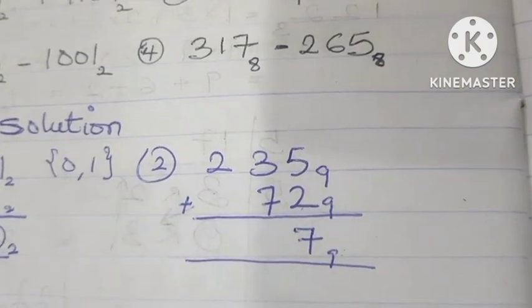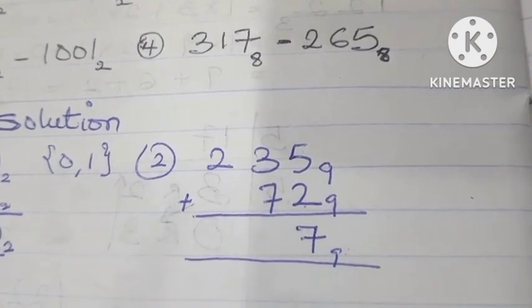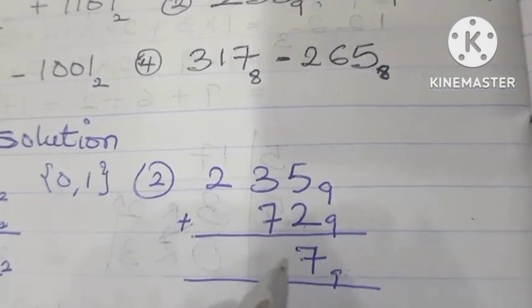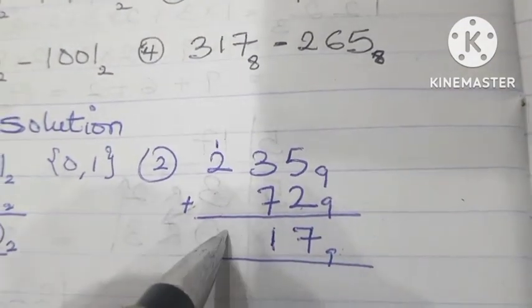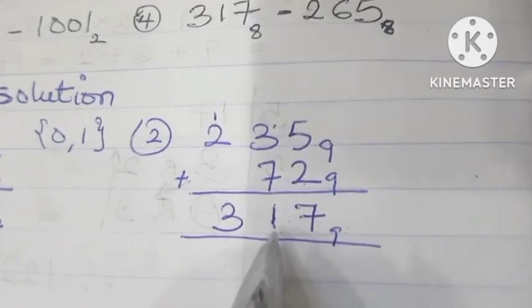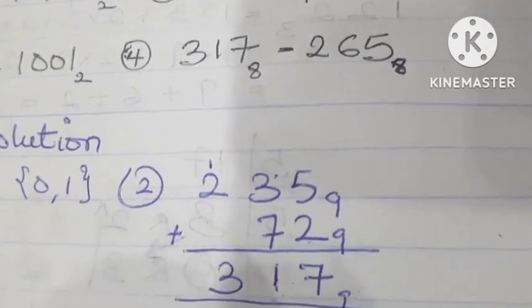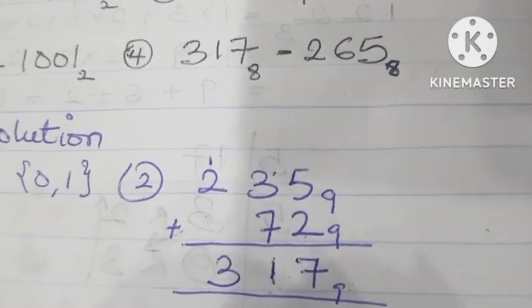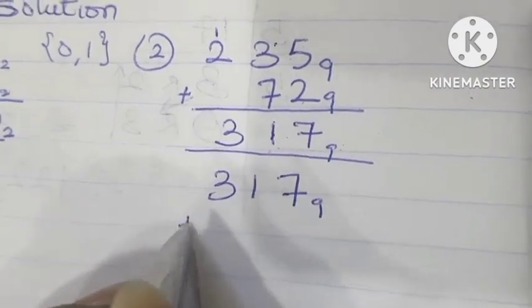And to convert it, I will say 10 divided by 9. That is, how many 9s will I get in 10? That is 1 remainder 1. I will write down the remainder 1 and carry 1. And this will give me 3. So this is the answer that I got by adding 2, but don't forget, I still have 1 left. So this answer, 317 base 9, I will now add to the third one.